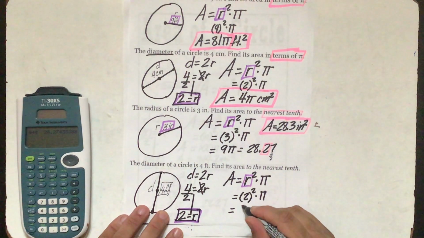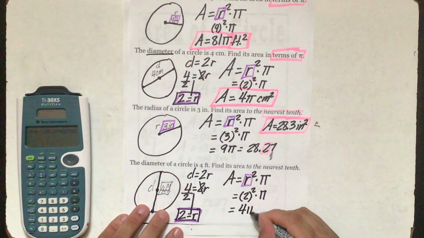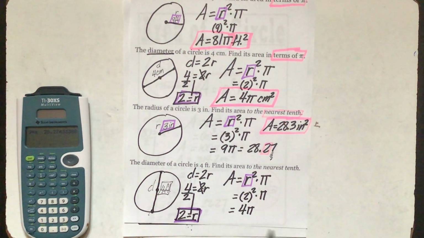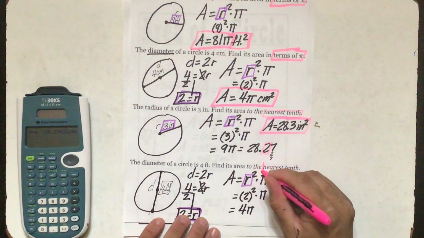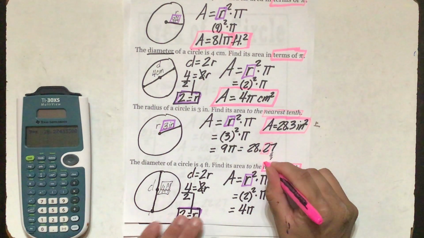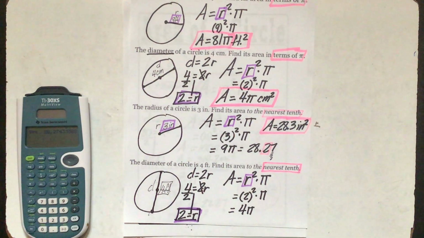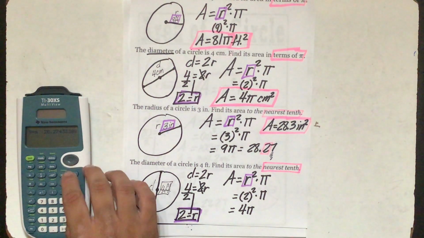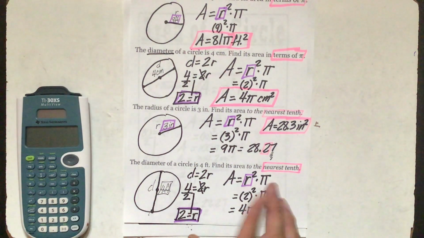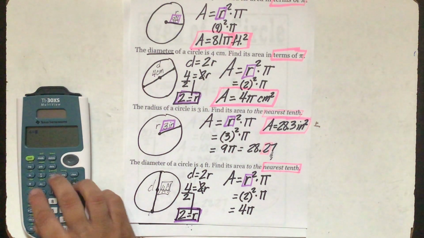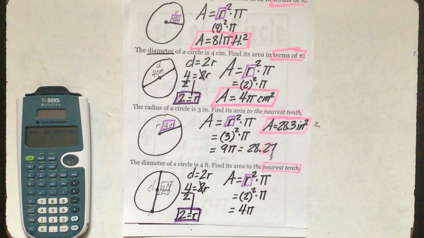2 times 2 is 4 pi, right? Now I need this, though, to the nearest tenth. So I need to write this as a decimal. So I go to my calculator on Delta Math and I say 4 times pi is equal to 12.56.